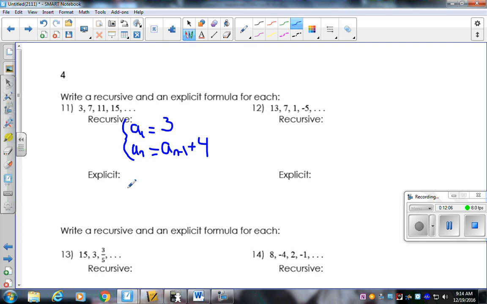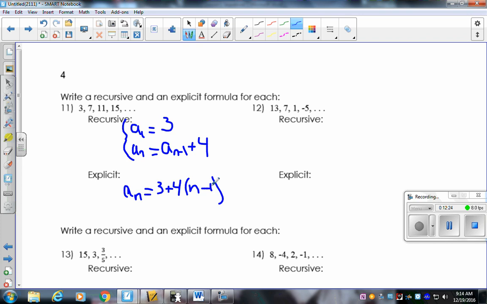Okay, now my explicit, same thing, go refer to your formula sheet. You're not expected to memorize these. You just need to know what to fill in. So when I'm writing my generic formula, I'm filling in the first number and the common difference, and that's it. I'm not evaluating right now. I'm not finding a specific number in the pattern, so I don't need to substitute anything in for n.